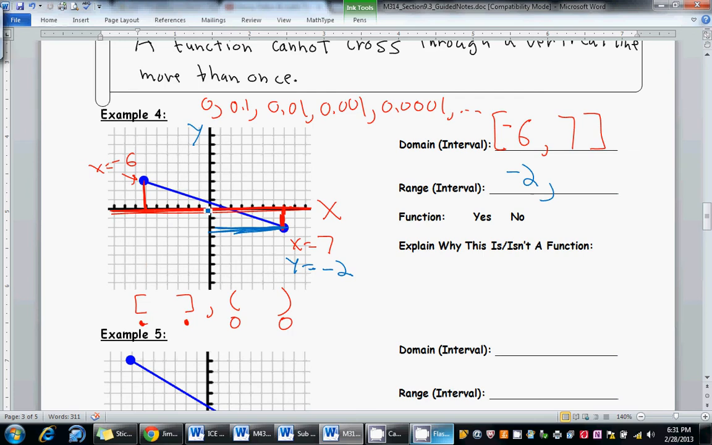And now the largest y value. So count up. 1, 2, 3. At this point right here, the y value is 3. So again, I'm dealing with closed circles. My range is everything from -2 to 3.